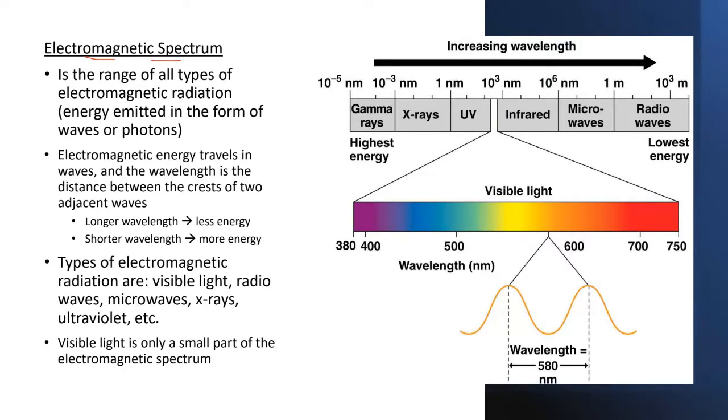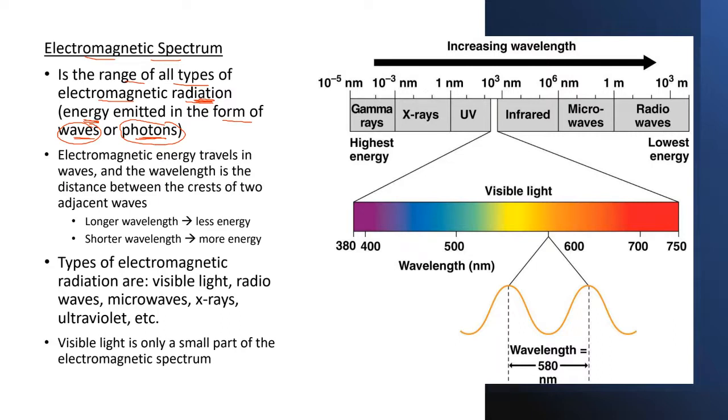And what is the electromagnetic spectrum? It's a range of all types of electromagnetic radiation. And radiation in this case means energy emitted in the form of waves or photons. So energy travels as waves, and it could also be said it travels as photons. Photons are packages of energy, and these photons travel as waves.